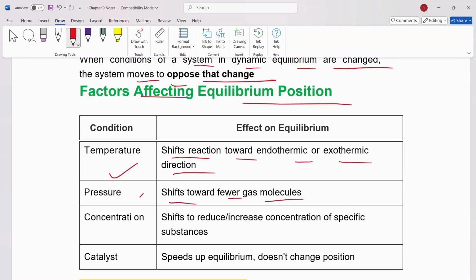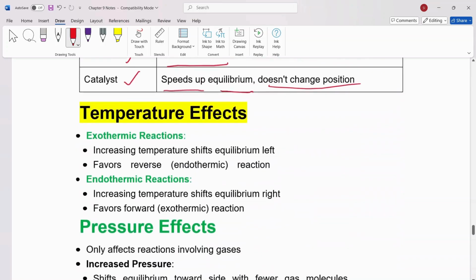Now some factors affecting equilibrium position: temperature, which shifts the reaction toward the endothermic or exothermic direction. Pressure shifts towards fewer gas molecules. Concentration shifts to reduce the increased concentration of specific substances. Catalyst speeds up equilibrium but does not change position.